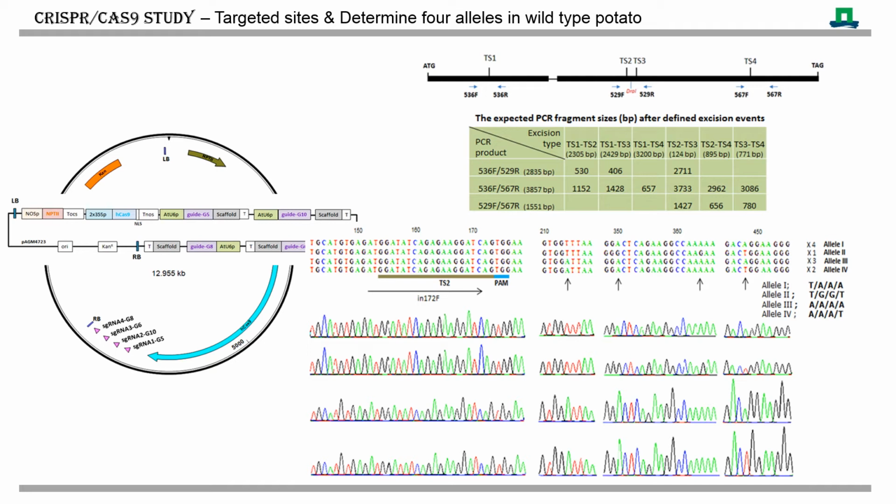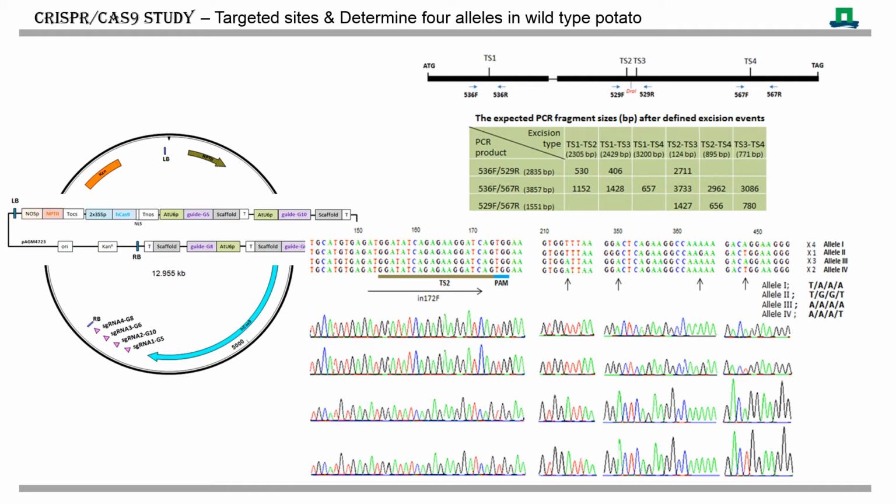Also, we set up experiments with the same genes and the same four sgRNA vector in diploid tomato and diploid potatoes. The four non-overlapping target sites were selected across the whole gene, and distances between target sites ranged from hundreds of base pairs to thousands of base pairs. In experiments, we observed all kinds of the expected size of PCR fragments after a defined excision event.